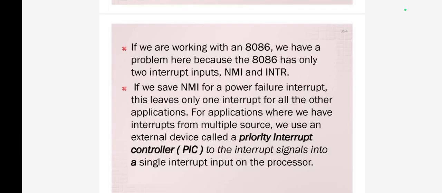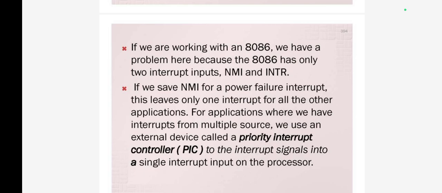Interrupts can be used for a variety of applications. Each of the interrupt applications requires a separate interrupt input. If we are working with the 8086 microprocessor, we get only two interrupt inputs, namely INTR and NMI. For applications where we have multiple interrupt sources, we use external devices called priority interrupt controllers.